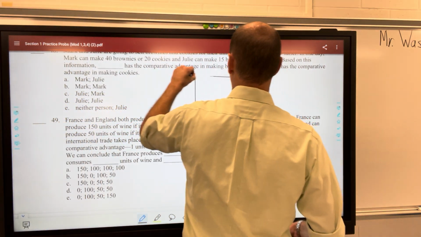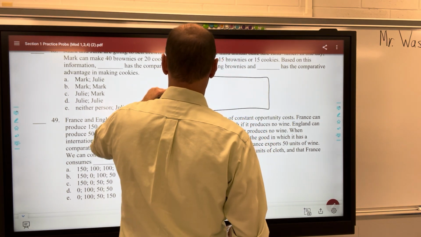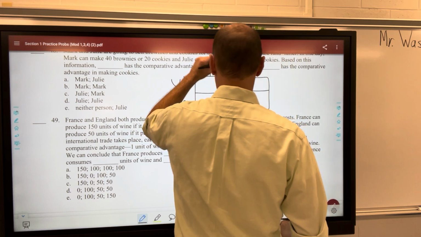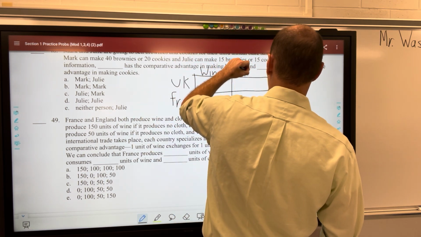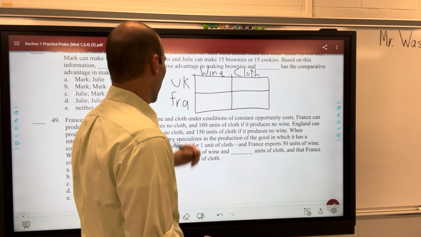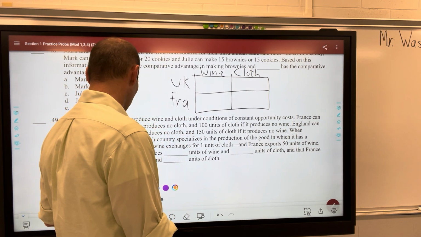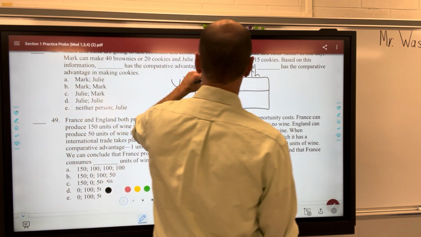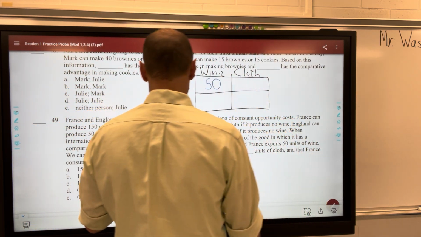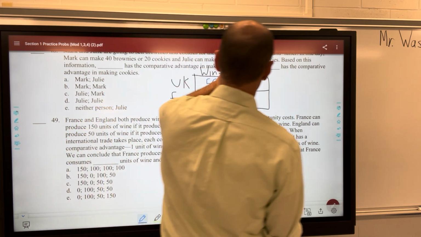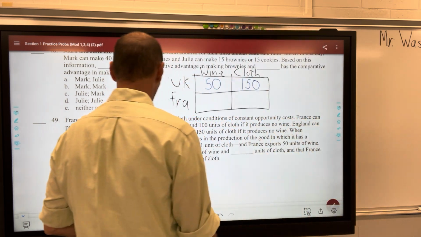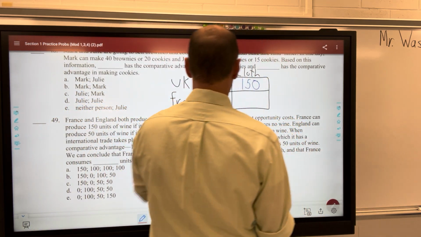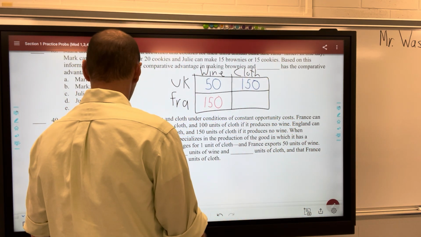So we have here UK and France. We have wine and cloth. Guys got it? How much wine can the UK make? 50? And how much cloth? 150. All right, France on the other hand, how much wine can they make? 150. And how much cloth? 100. Okay.